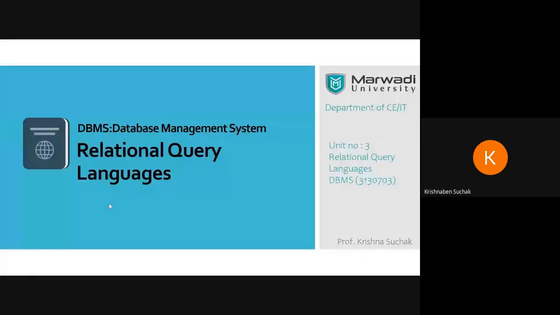So, in the last lecture, we started the third chapter. So, we will continue that. Okay. So, we started relational query languages. We saw what relational query languages are and where they are used.